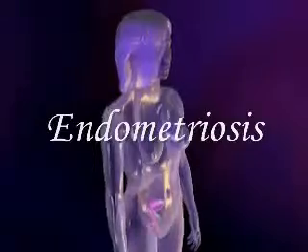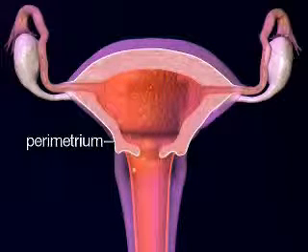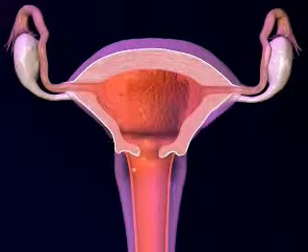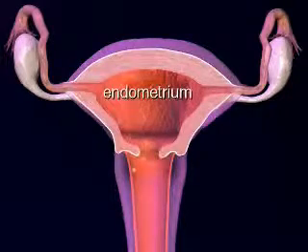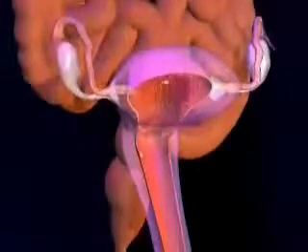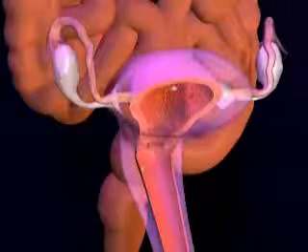Endometriosis is a disorder of the female reproductive system. The uterus is composed of three layers: the perimetrium, the outer layer, the myometrium, the middle layer, and the endometrium, the inner layer. During menstruation, the endometrium thickens to prepare for implantation of a fertilized egg.